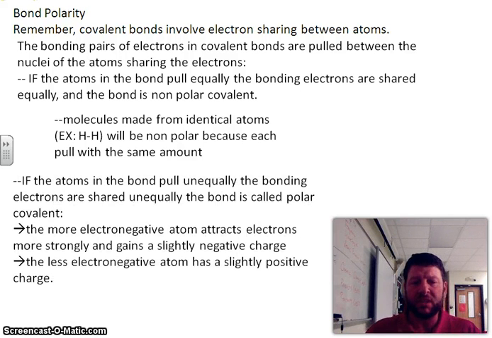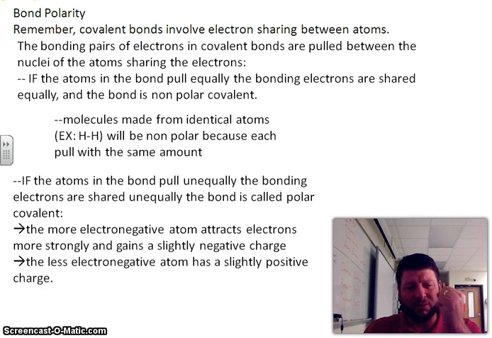other. Now, if the atoms in the bond pull unequally, the bonding electrons are shared unequally, and the bond is called polar covalent. What that means is if this atom over here in my left hand is stronger than the atom in my right hand, then this atom on the left will pull the electrons slightly closer to it than the other atom. Now they're still sharing them. It's just that these electrons are a little bit closer to the other atom. And if that is the case, we call that a polar covalent bond.